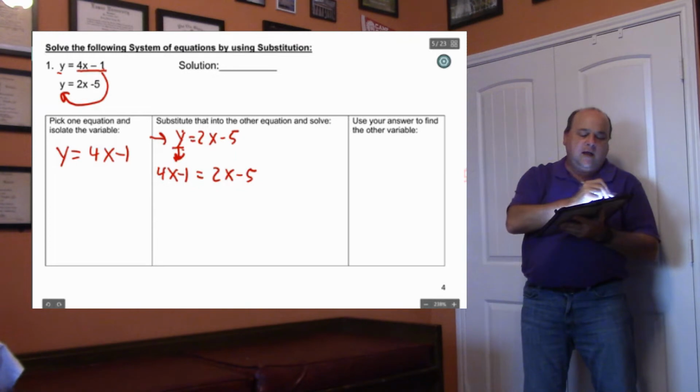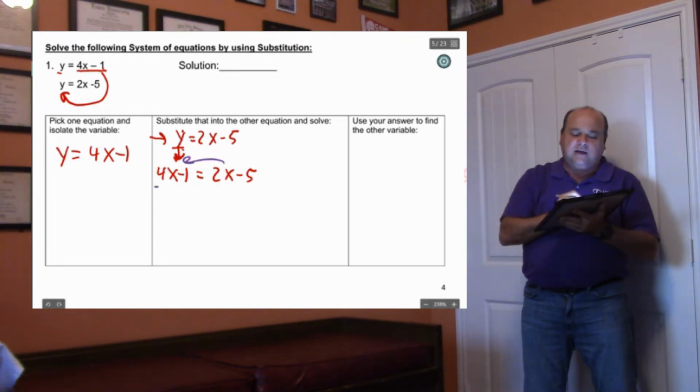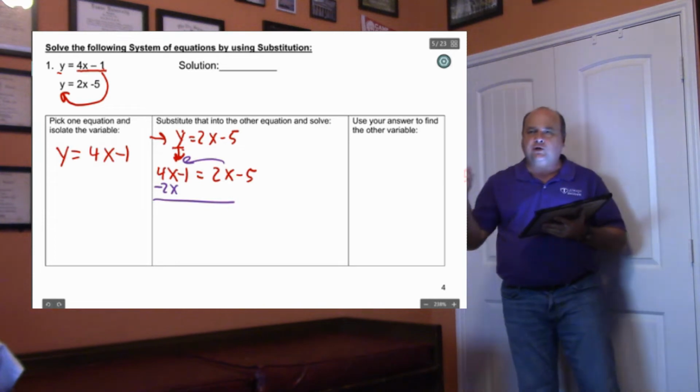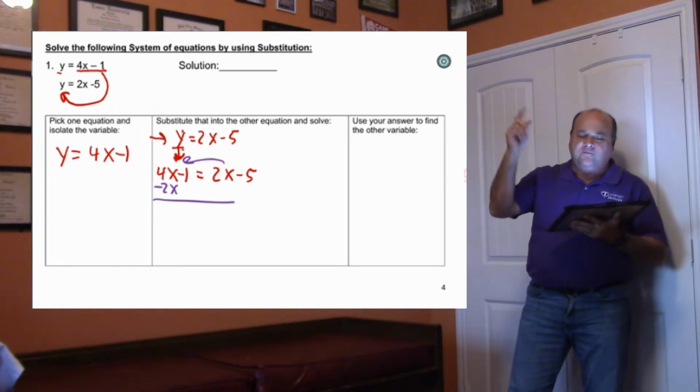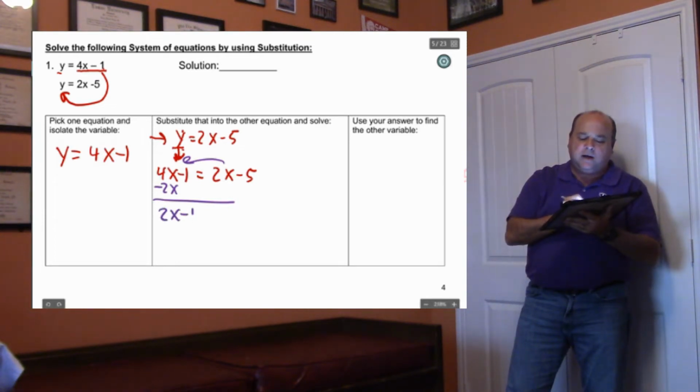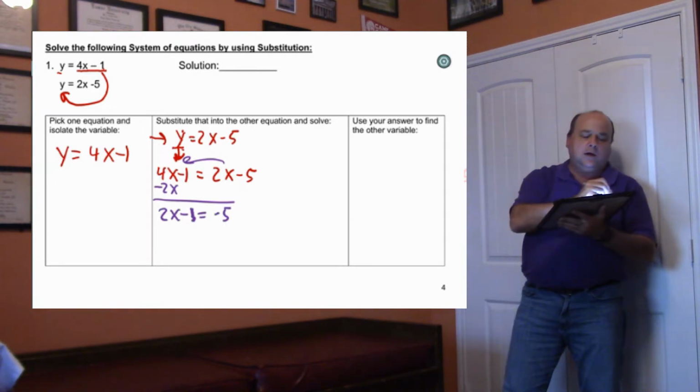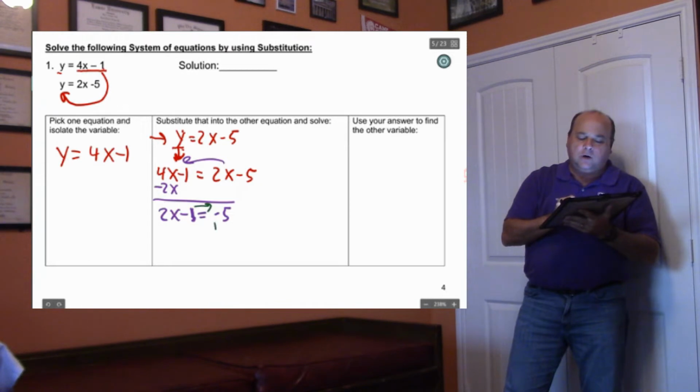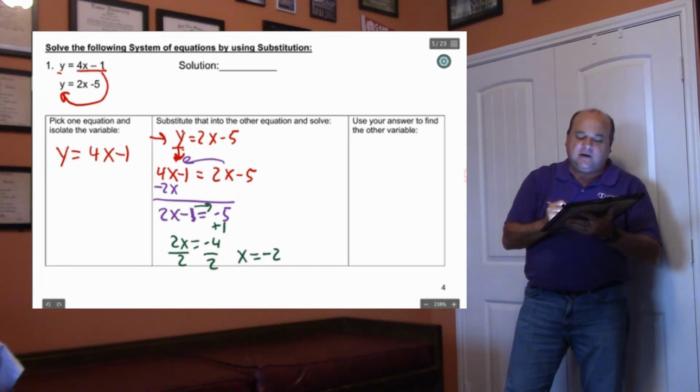So let's solve for x. Move the smallest x. This is a lot of integer work. If you can't do your integer work, this is going to be hard. 4x minus 2x is 2x minus 1 equals negative 5. And just solve the equation. Did this in junior high. We're going to move over the 1. 2x equals negative 4. Divide by 2. And we get x equals negative 2.